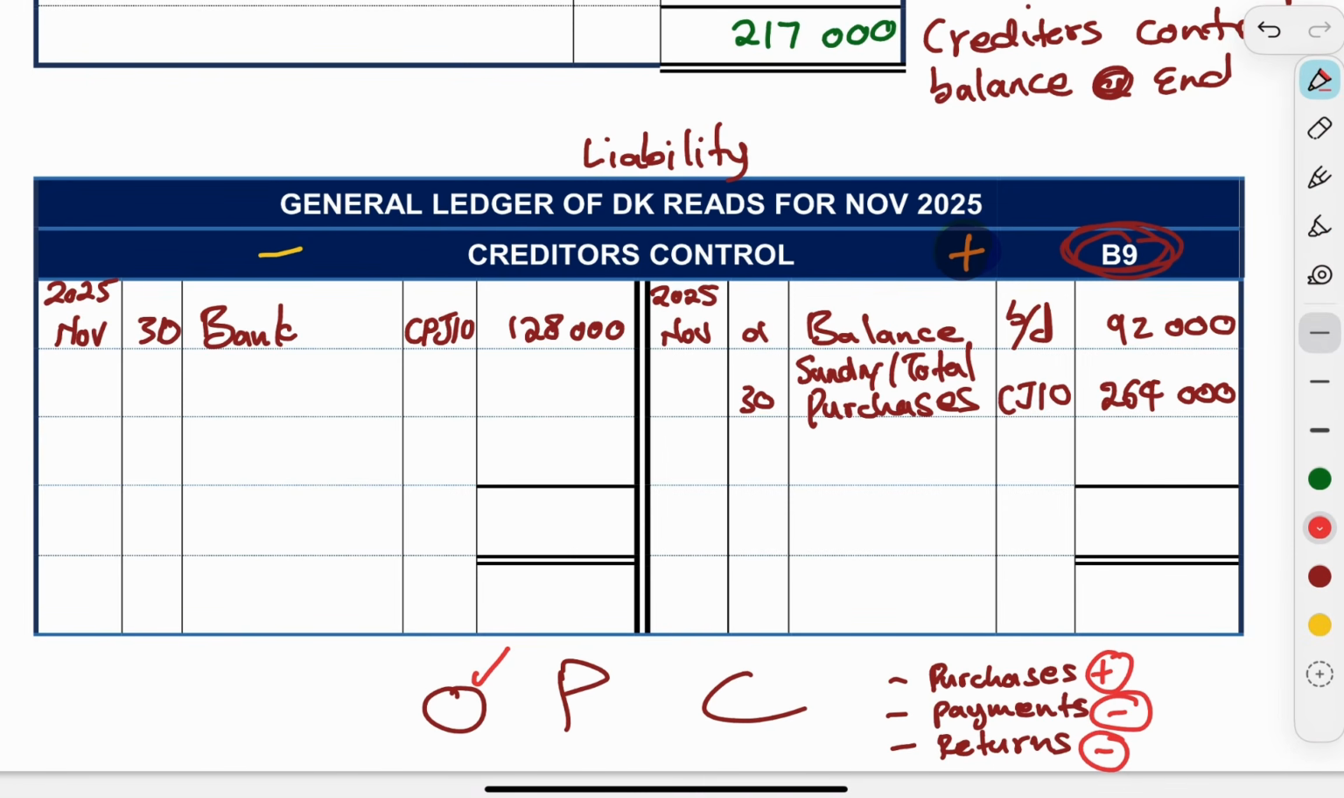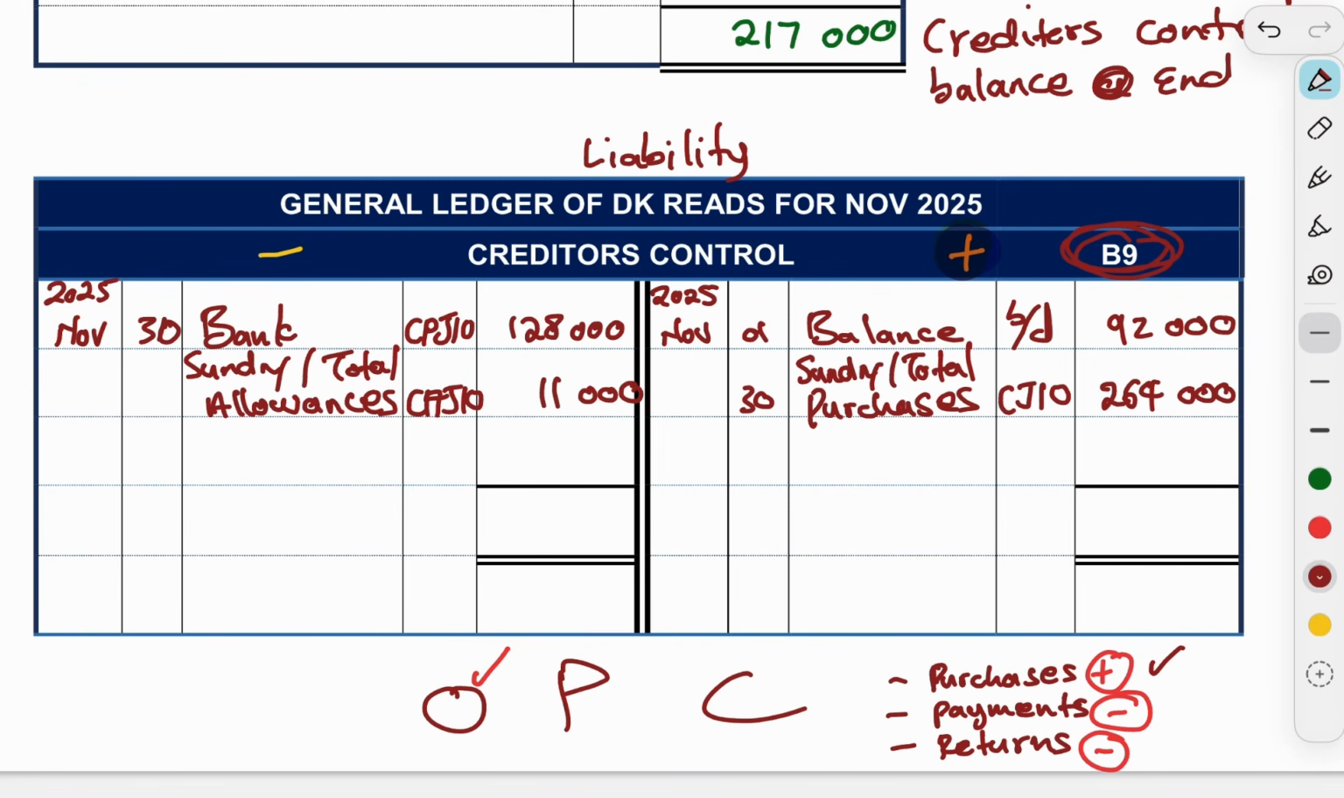So what are we going to write? We can write, let me change the color pen. You can write sundry or total allowances. Okay, from each channel, CAJ number 10, how much? 11,000. And then you are done posting, because you've posted your purchases, your payments, as well as your returns. Okay, this one is done.